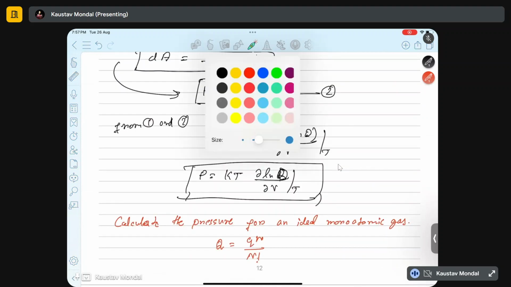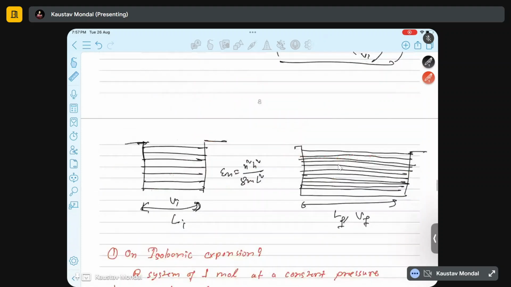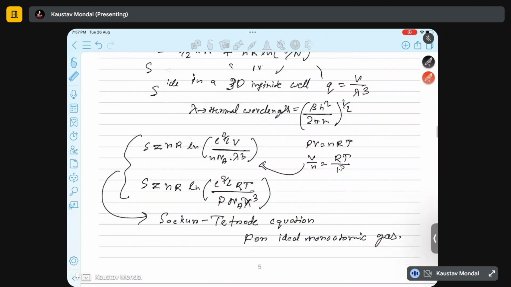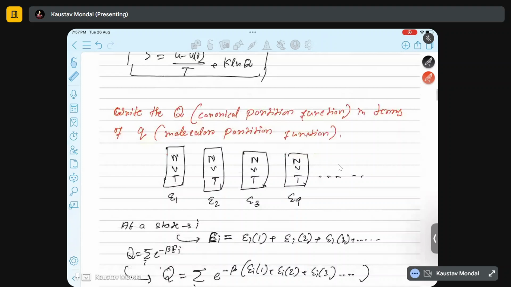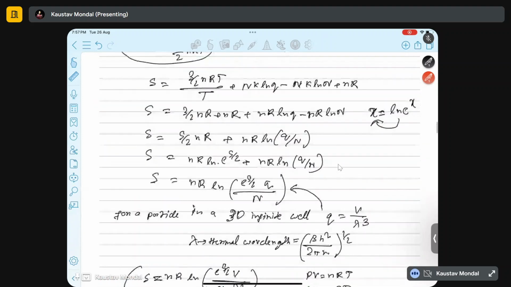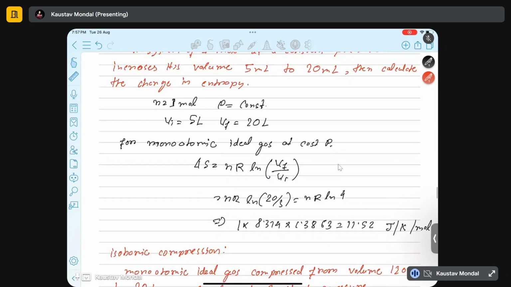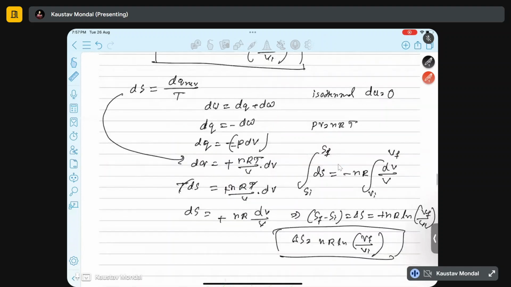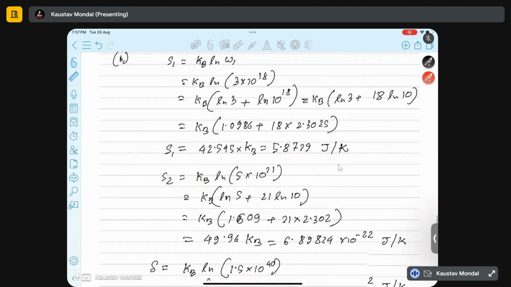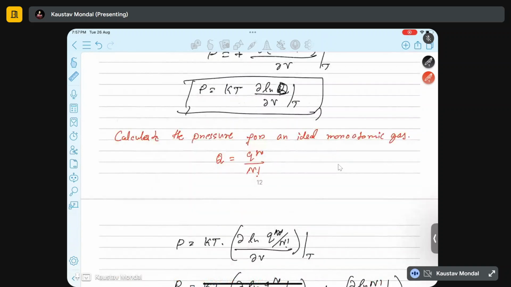So today we continued the discussion of the canonical partition function and different quantities like entropy. We did some problems and calculated how entropy changes with volume and temperature, and at last we derived the expression relating the partition function to the pressure of the system. Okay, so that's it for today's class.